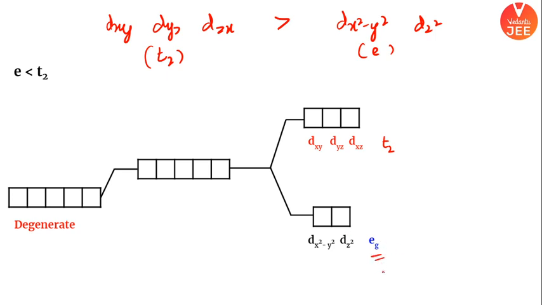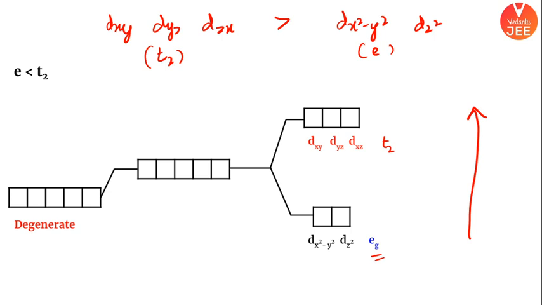Is this point clear? Is this point clear? It's a very important point. I hope it is clear to everyone. Let me know in the chat box. So this is your energy distribution for tetrahedral complex. T2 level is up and E level is down. Okay?